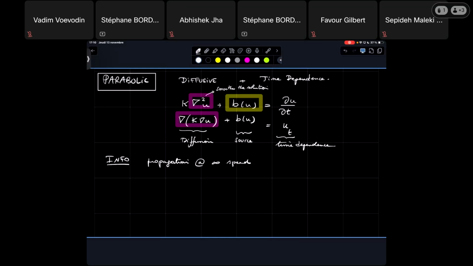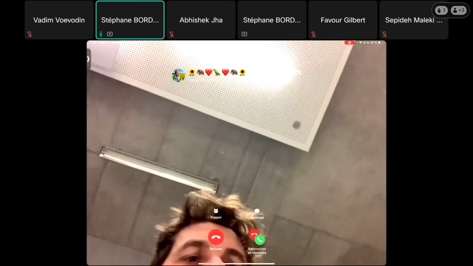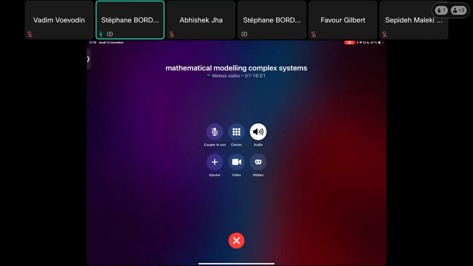Then there are also some really cool equations that you can look at in terms of parabolic. I can't.